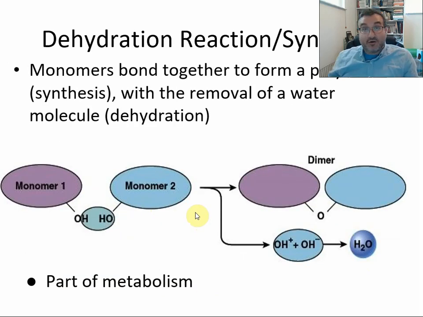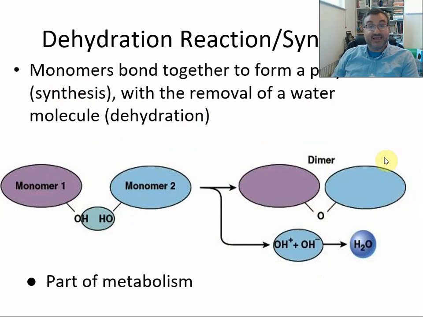So here we see how polymers can be made from monomers. The monomers bond together to form a polymer. That's the synthesis part, something is being made. But from two hydroxyl groups from the two separate monomers, a water molecule comes out. The water coming out is why it's called dehydration. And it leaves the two monomers together in what's called a dimer. Di meaning two, and so we went from mono for one to one bigger molecule, a dimer.